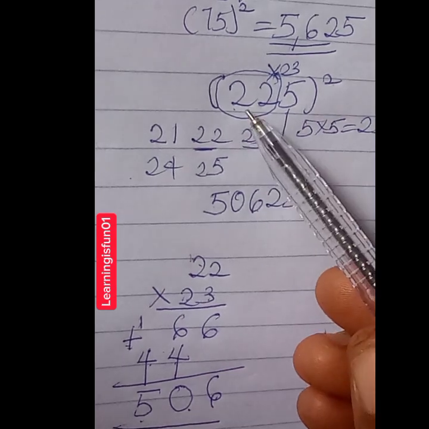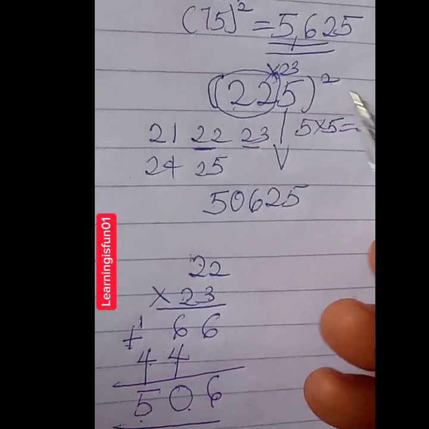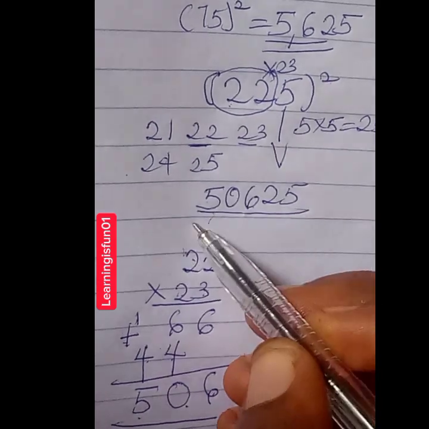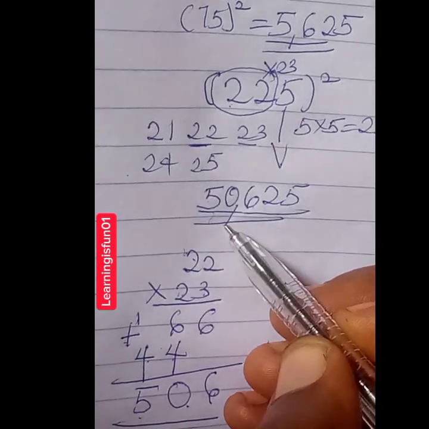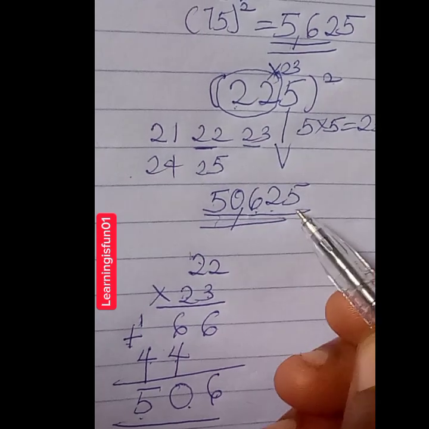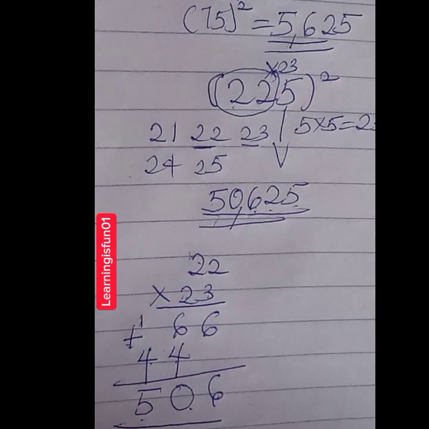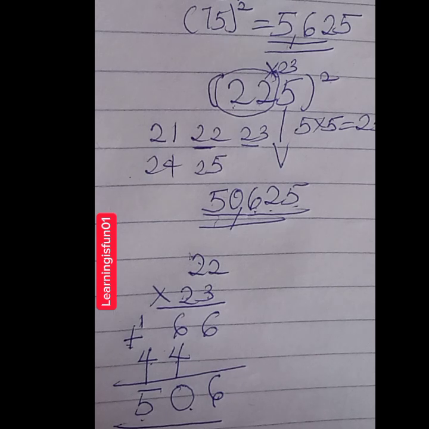In conclusion, 225 square is going to give us 50,625. Can you kindly make use of your calculator to find out if our answer is correct? If yes, kindly comment in the comment section.